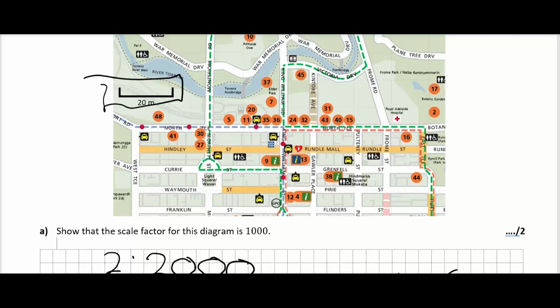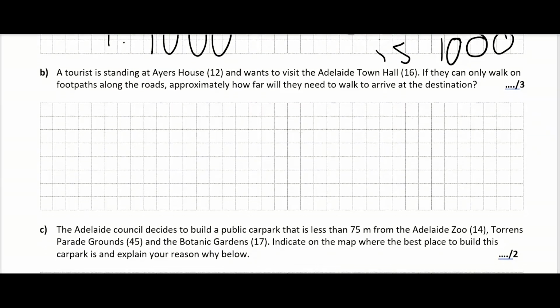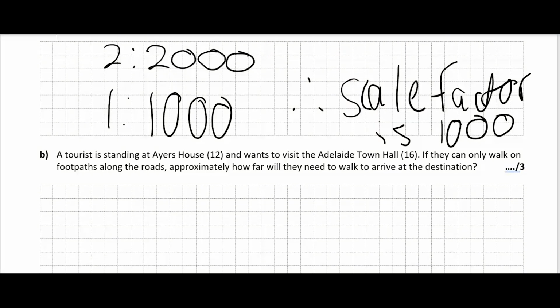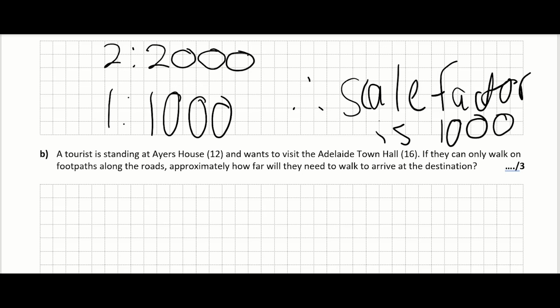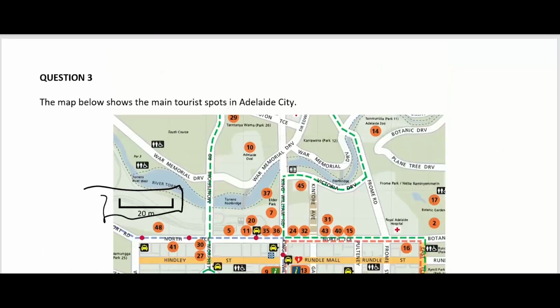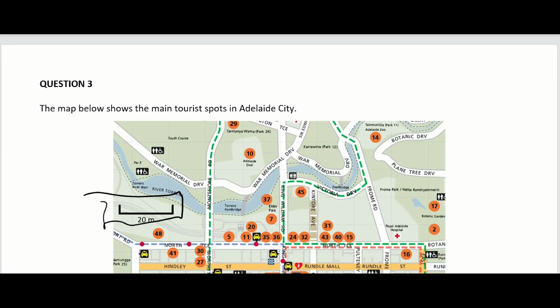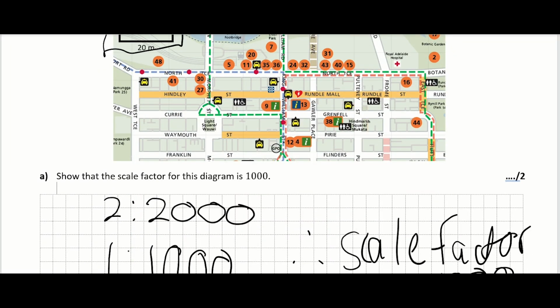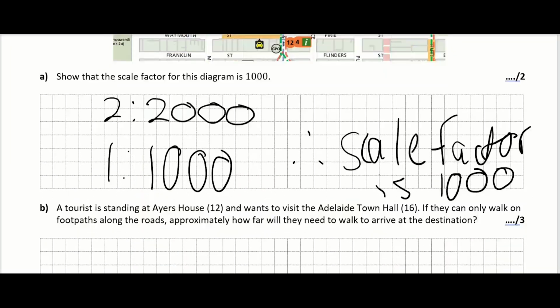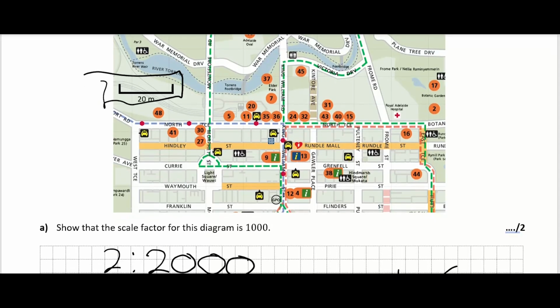A tourist is standing at Ayres House and wants to visit the Adelaide Town Hall. If they only walk on footpaths along the roads, approximately how far will they need to walk to arrive at the destination? For this one, you start here at the starting point, which is 12. You would get your ruler out and measure to the Adelaide Town Hall, which is here. The most direct route is from here to there.